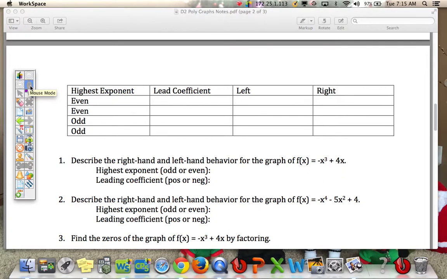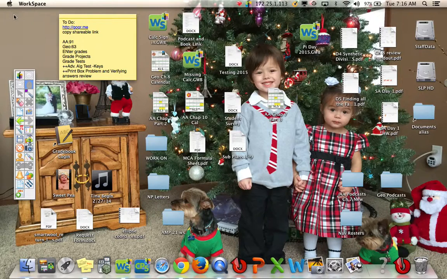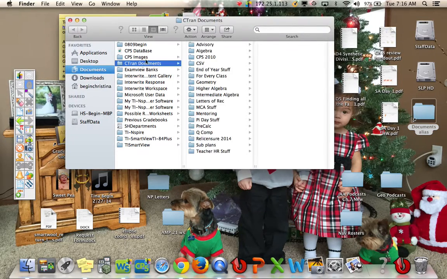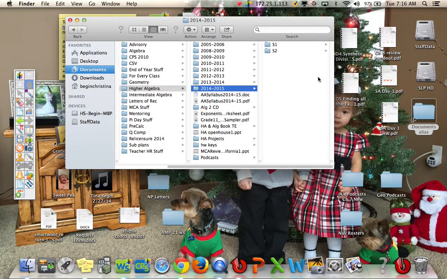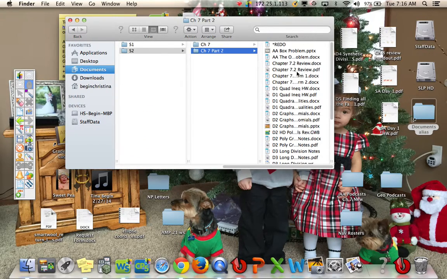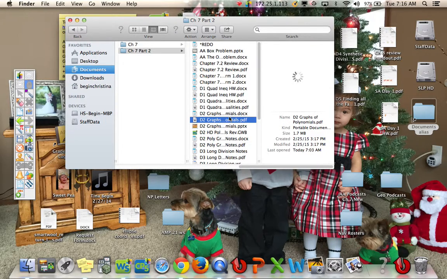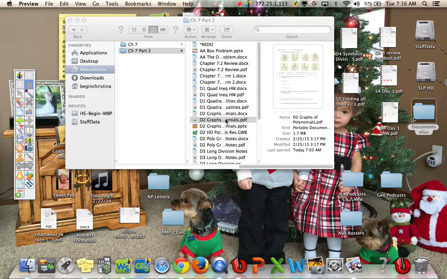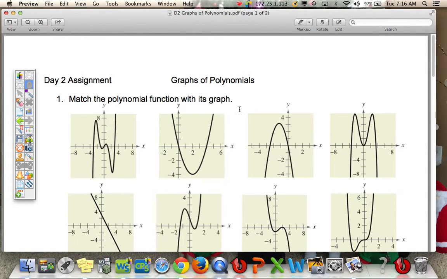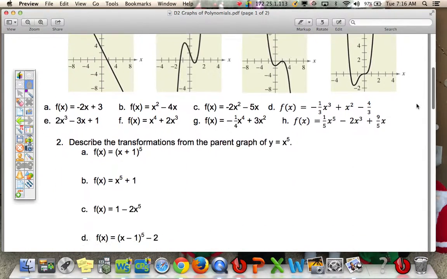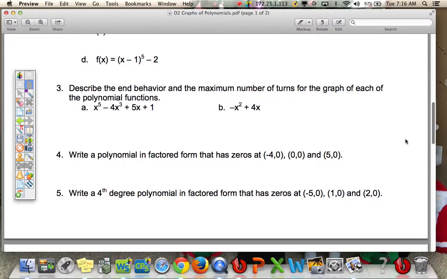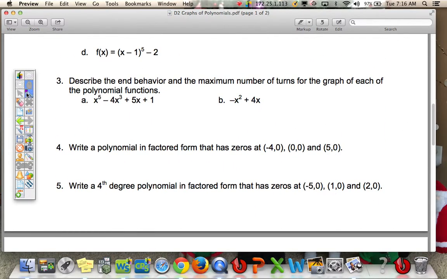For your assignment, let me pull it up. I want you to skip a few problems. I don't want you to do all of them on the assignment. Okay, so this is day 2. So you should be able to do the matching. You should be able to tell the degree and the lead coefficient and match it up, so that's fine. Transformations are fine. What we haven't gone over is number 4 and 5.